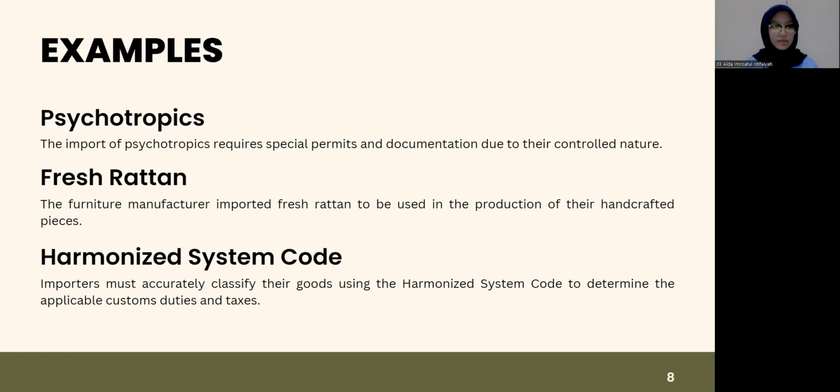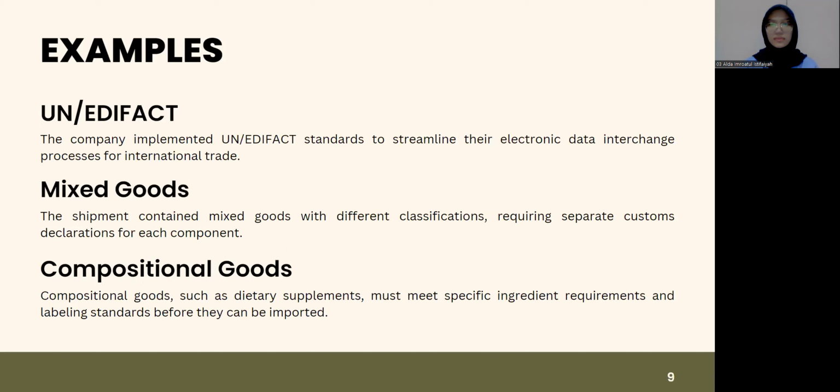Then the next we have harmonized system code. Importers must accurately classify their goods using the harmonized system code to determine the applicable customs, duties, and taxes. And the next we have UN EDIFACT. The company implemented UN EDIFACT standards to streamline their electronic data interchange processes for international trade.